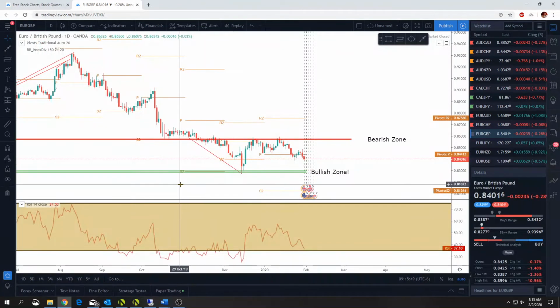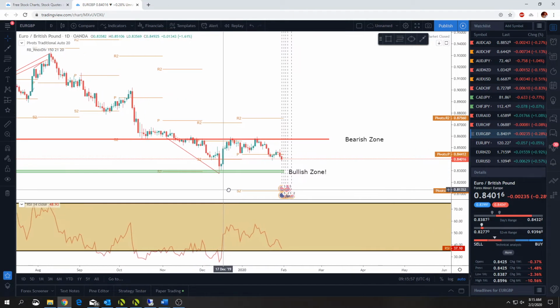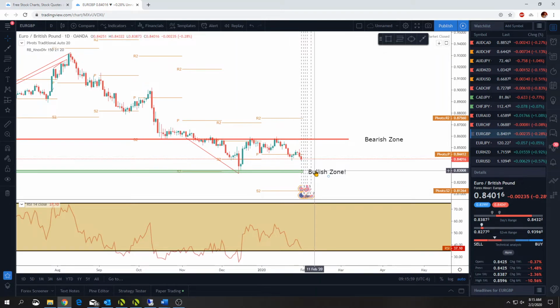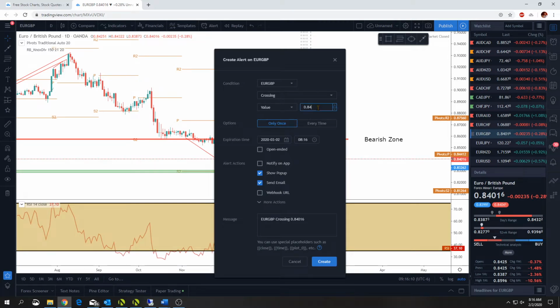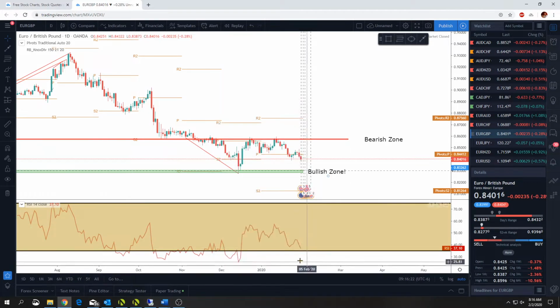British pound, euro, British pound. We're kind of in the middle of these two zones. I kind of like this pair to come back down and test this area. So I'm going to be looking for a retest here at 83,008. I want to see if price gets there, and I'll be looking to buy. All right. So we got our alert on there.